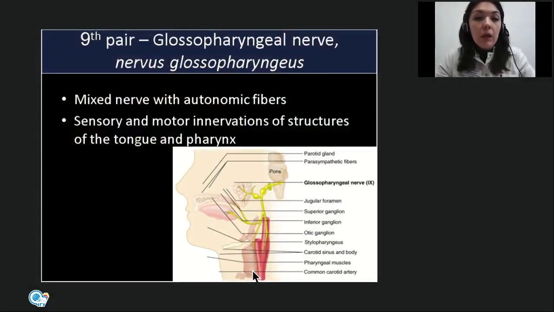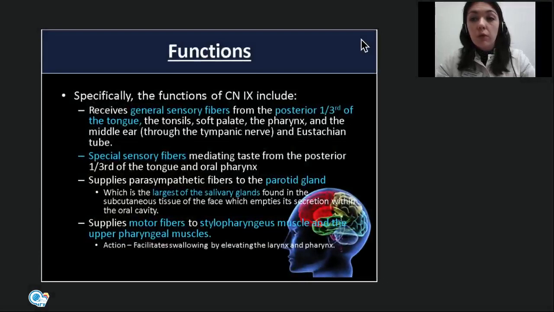Okay, the ninth pair of cranial nerves is the glossopharyngeal nerve, nervus glossopharyngeus. It is a mixed nerve with autonomic fibers. So it provides sensory and motor supply of structures of the tongue and pharynx. Glossa, if you remember, in Greek is tongue, and pharynx is pharynx, so it supplies the tongue and pharynx, obviously. So it is a mixed nerve with autonomic fibers. There are 3 nuclei: 1 motor, 1 sensory, and 1 parasympathetic.